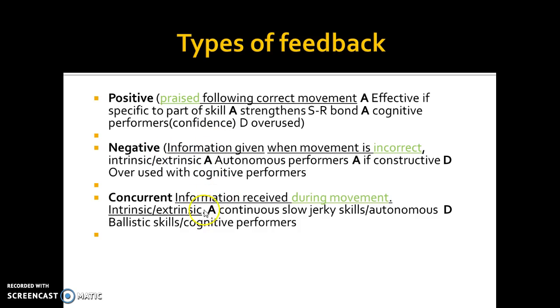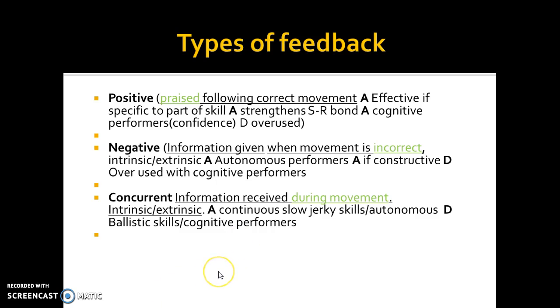Concurrent feedback then. So concurrent feedback basically refers to information that you get during a movement. Okay, so it can be intrinsic again or extrinsic. And the key thing on this is, in order for you to be able to receive information during a movement, it has to be on a continuous or a slow, jerky skill. As you'll remember from closed loop control, those skills where you can make adjustments, that's perfect for concurrent feedback. So you can either make those adjustments yourself or a coach could tell you. So you're looking at things like beam walking as an example.